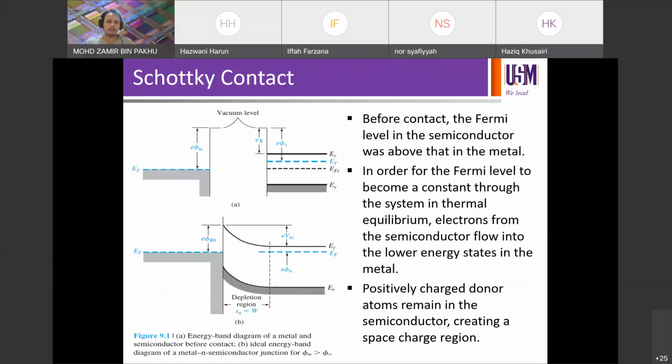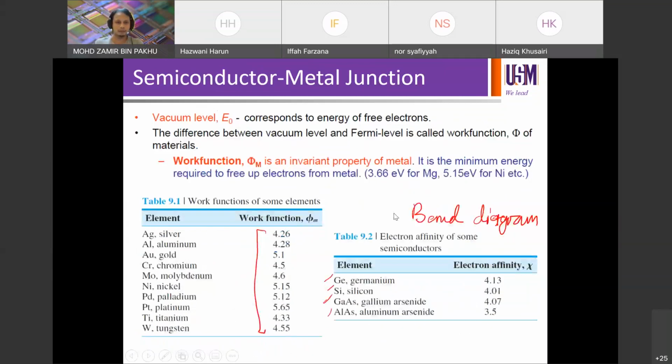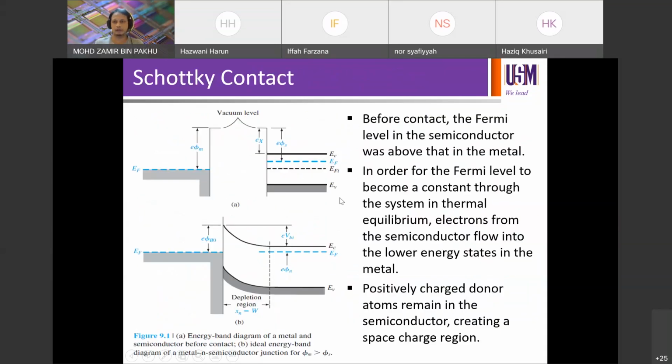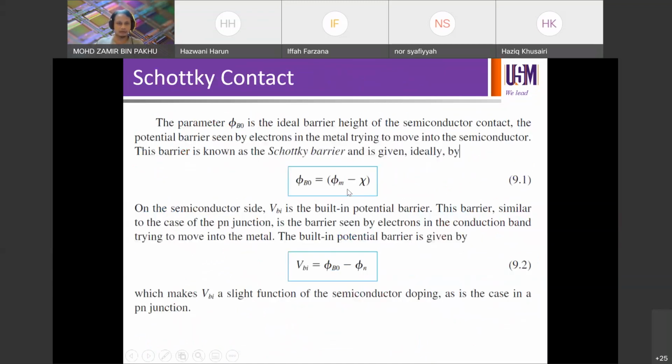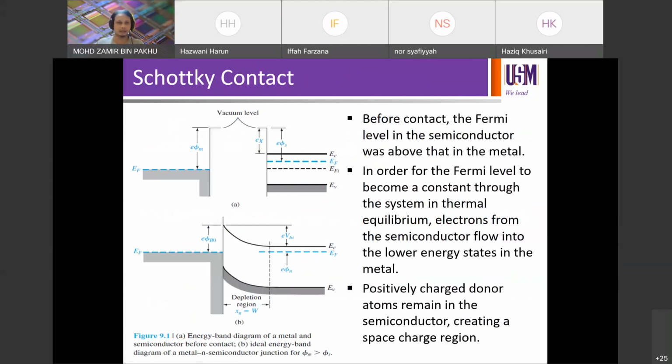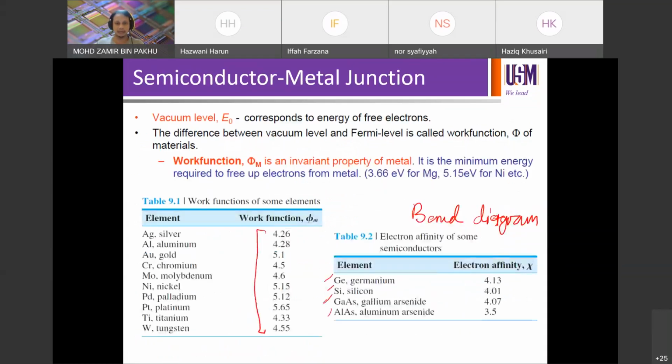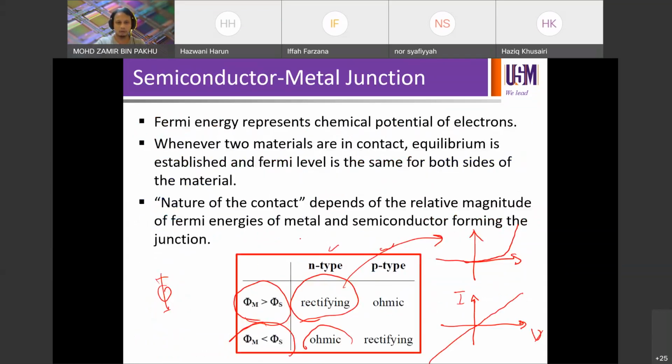So let's look at the first case. What is the first case? Let's go back to the table. The first case is about Schottky contact or rectifying contact. So in this case, let's have a look at the diagram first. The silicon is n-type. The silicon is n-type.